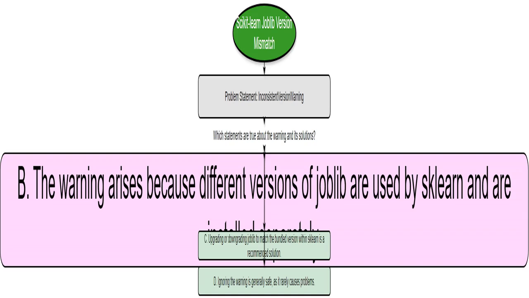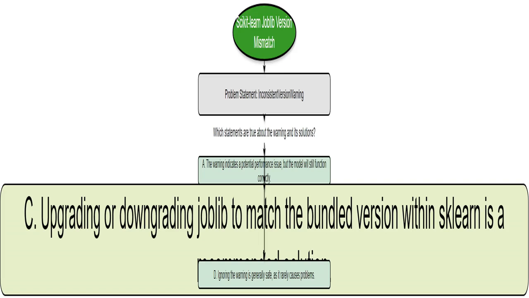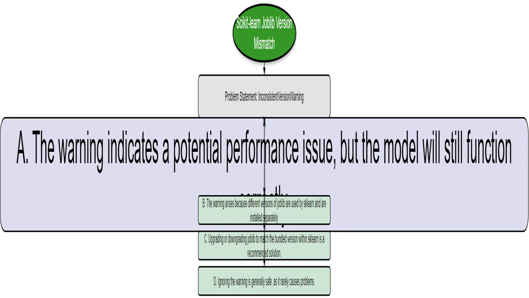Exactly, this statement gets to the heart of the problem. Sklearn has its own version of joblib packed inside, and you might have also installed another version of joblib independently. This difference is what triggers the warning. To fix this, I recommend matching the versions. You can either upgrade the separately installed joblib to match the version bundled in Sklearn or downgrade the independently installed one. It's like making sure all your tools are the same model so they work together seamlessly. This is partially true. While your model probably won't crash, having different versions of joblib could lead to unexpected behavior or slowdowns.